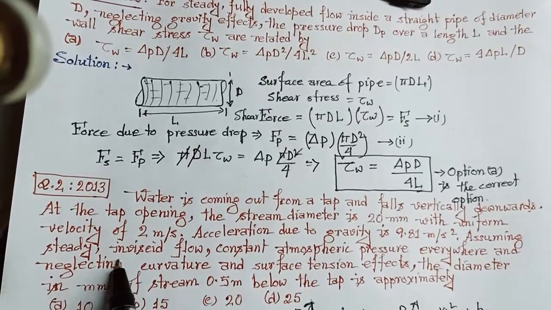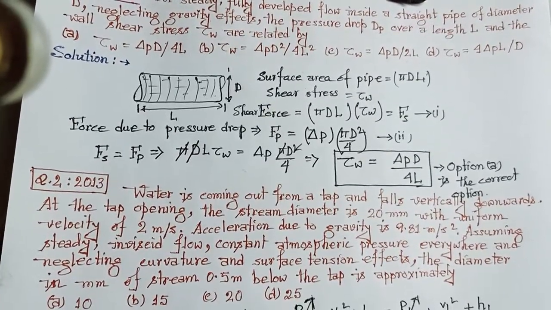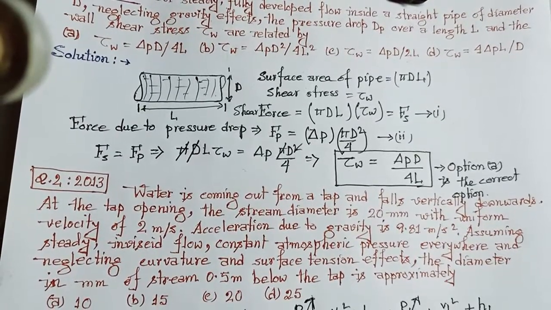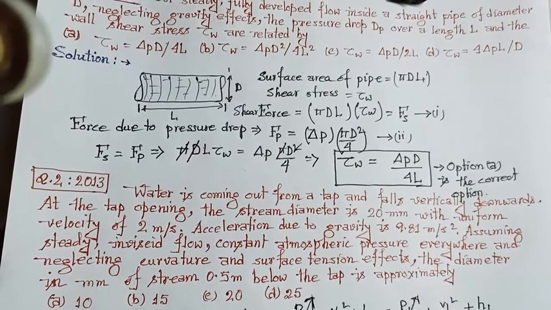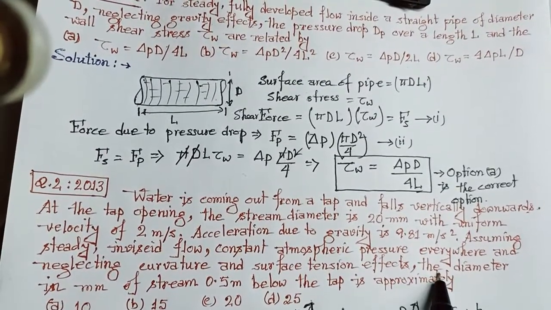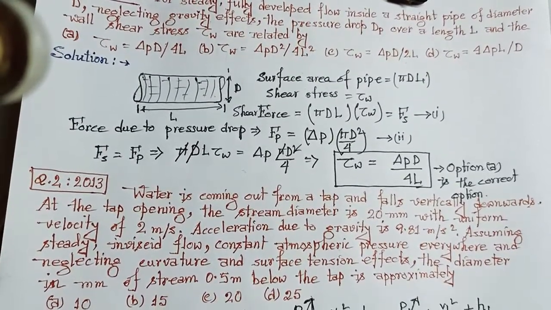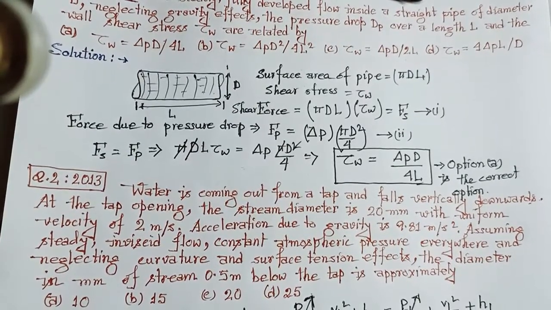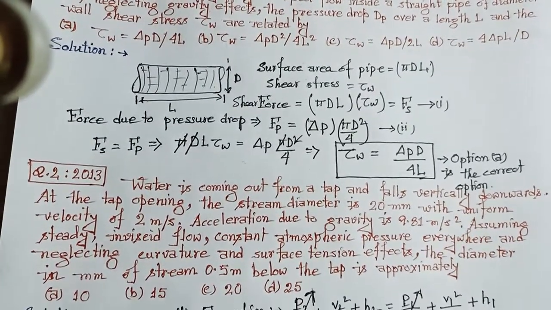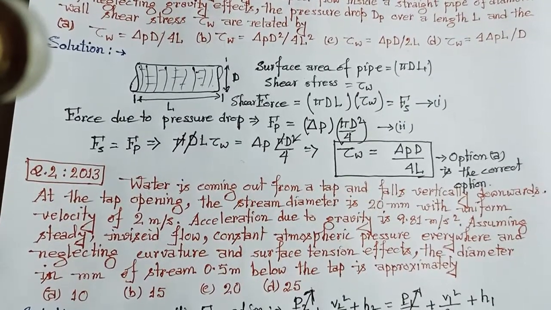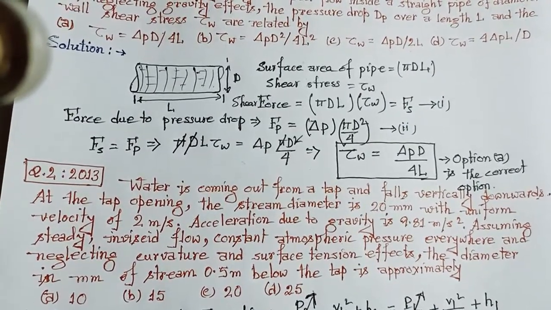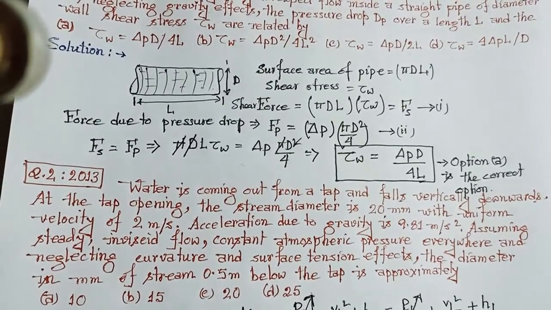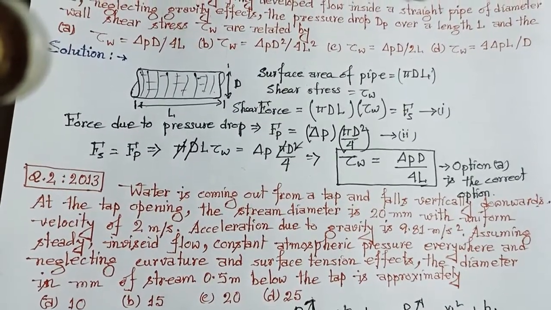Assuming a steady inviscid flow, constant atmospheric pressure everywhere, and neglecting curvature and surface tension effects, the diameter in mm of the stream 0.5 m below the tap is approximately. Option A is 10, option B is 15, option C is 20, and option D is 25. Now let's solve this question.